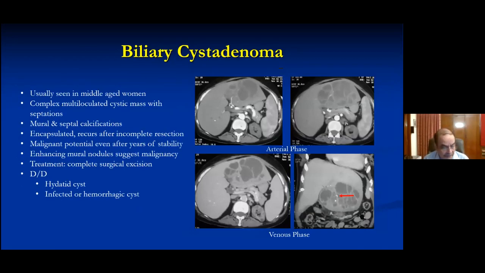Moving on to some rarer benign lesions. This is a biliary cyst adenoma. Biliary cyst adenomas are seen more often in women, almost exclusively in middle-aged women. It's a multi-septated lesion, which may show nodular projections from the wall. It can show septal calcification. This lesion in the Indian context is reminiscent of hydatid cyst.